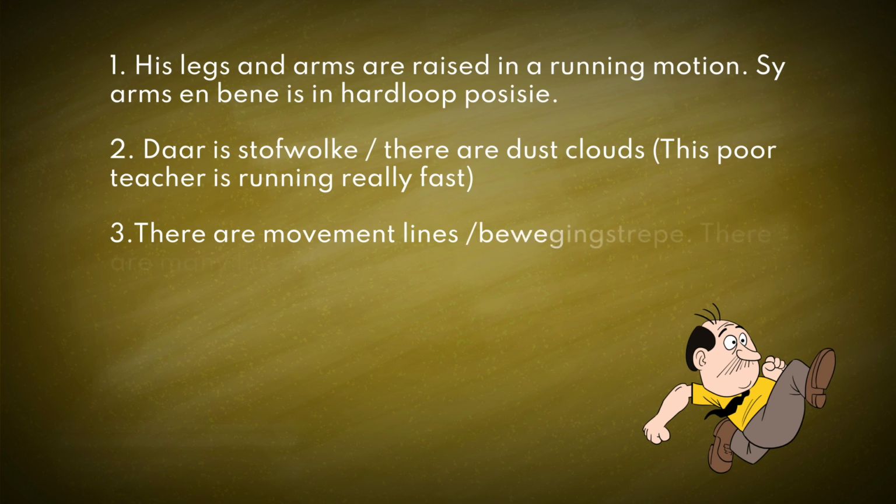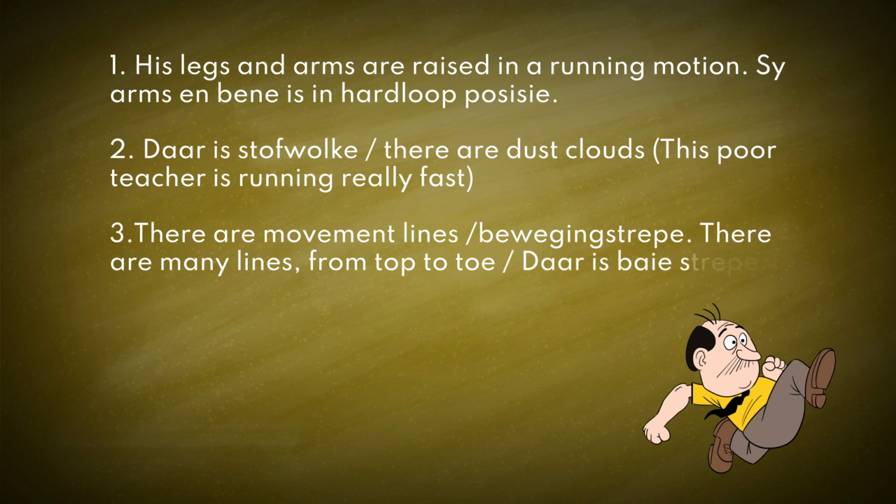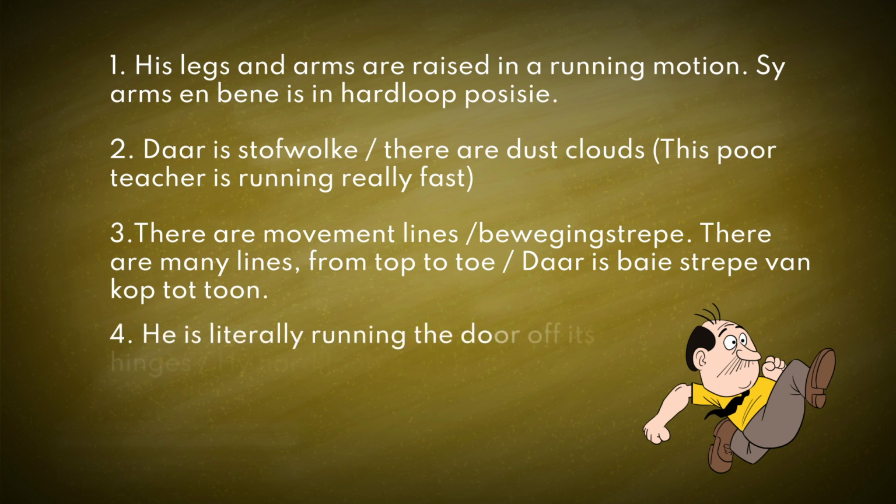There are movement lines, bewegingsstrepe. There are many lines from top to toe. Daar is baie strepe van kop tot toon. He is literally running the door off its hinges. Hy hardloop die deur plat.